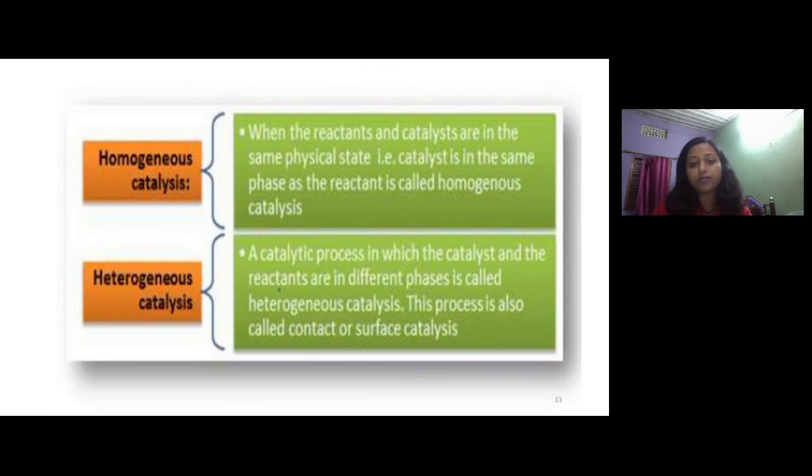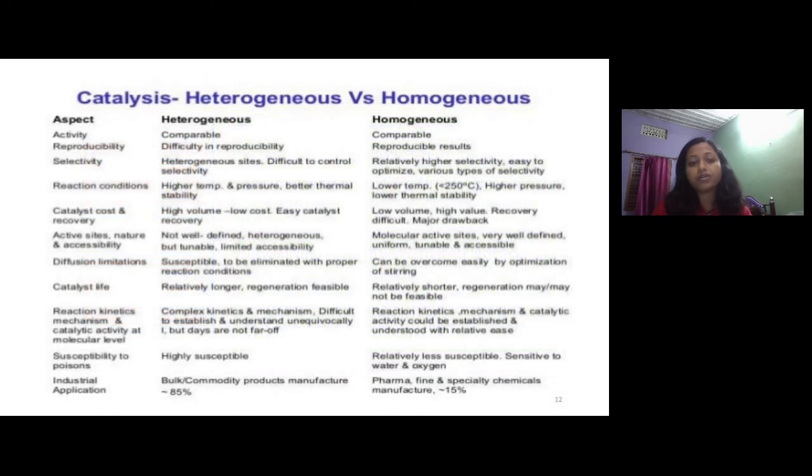Then already I have discussed homogeneous and heterogeneous catalysis. Now, what are the differences between homogeneous and heterogeneous catalysis? I am going to explain. The activity is comparable. Reproducibility: heterogeneous is difficult to reproduce, but homogeneous is easily reproducible. Selectivity: heterogeneous catalysts are difficult to control for selectivity, but homogeneous catalyst has relatively higher selectivity, easy to optimize various types of selectivity.